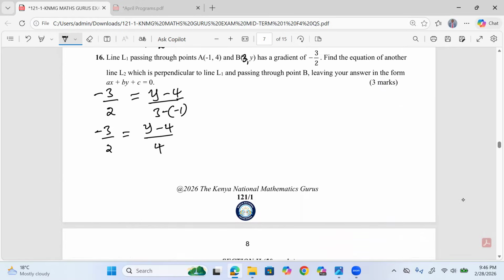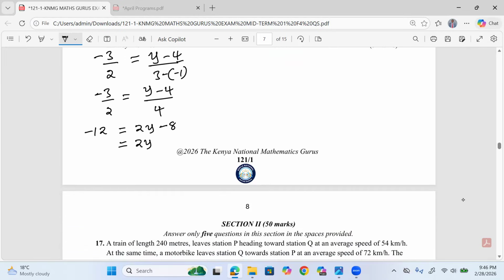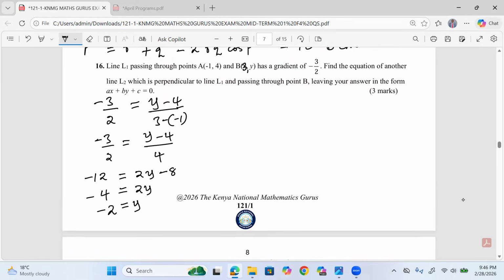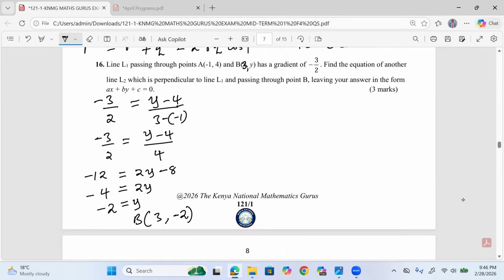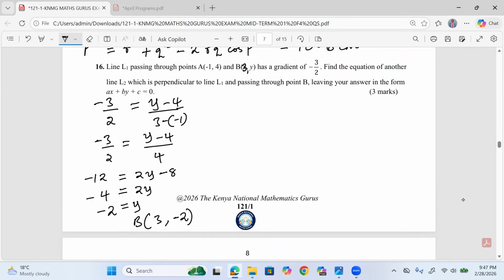So can we talk about cross multiplication in this case, where we shall have negative 12 being equal to, because negative 3 multiplies 4, 2y minus 8. Then to remain with 2y here, now we have to make the negative 8 positive, minus 12 plus 8, making it a negative 4. What about the value of y? It will be negative 2 after dividing through. Therefore, the coordinate B is now 3, negative 2. It can be fully described now. So we have the coordinate of B.